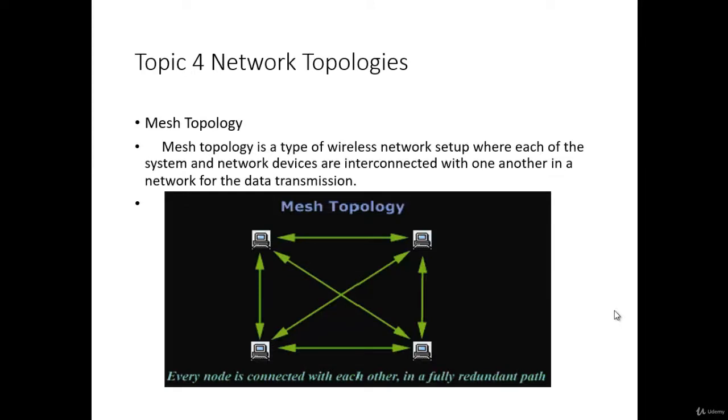Mesh topology. Mesh topology is a type of network setup where each of the systems and network devices are interconnected with one another in a network for data transmission.